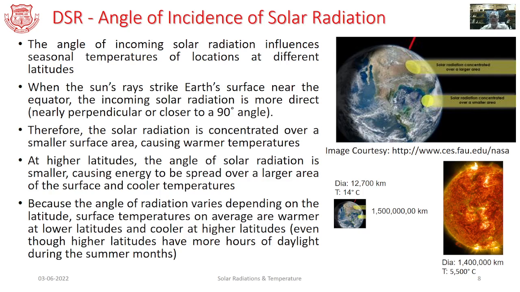This angle of incidence has a pronounced effect because of the relative size of the Earth, which has a diameter of 12,700 kilometers as compared to the huge diameter of the sun, and even the temperature difference and the distance in between the Earth and this sun is very high.